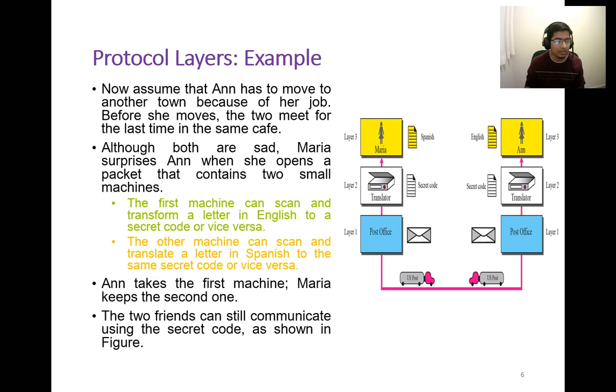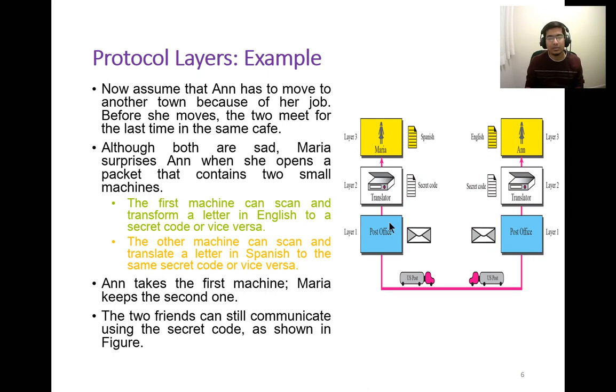In the figure, you can see, although they cannot talk to each other in the same language, they took some help. For example, in this case, they took help from a translator. And they used some code. Maybe this code will be sent to some post office, and the postman will carry it to the destination. When it was received, this translator could decode the secret code and transfer it into English so that Anne could understand what Maria was saying. This is an example.